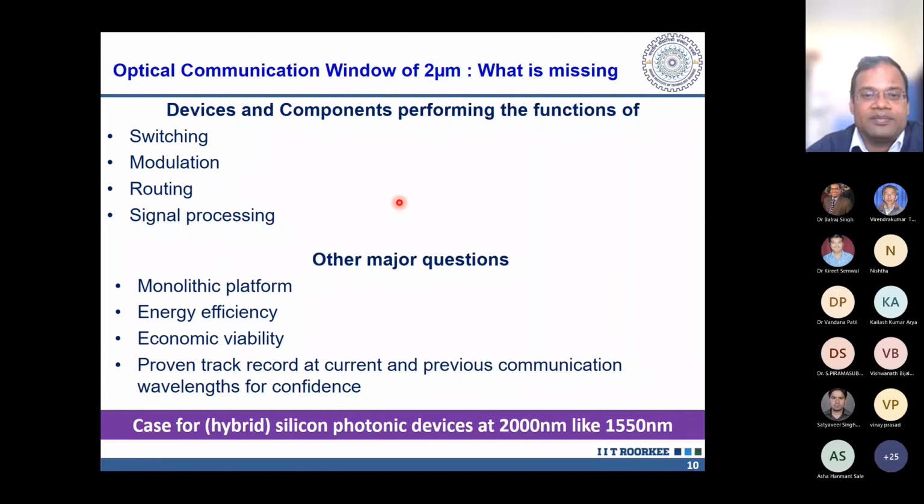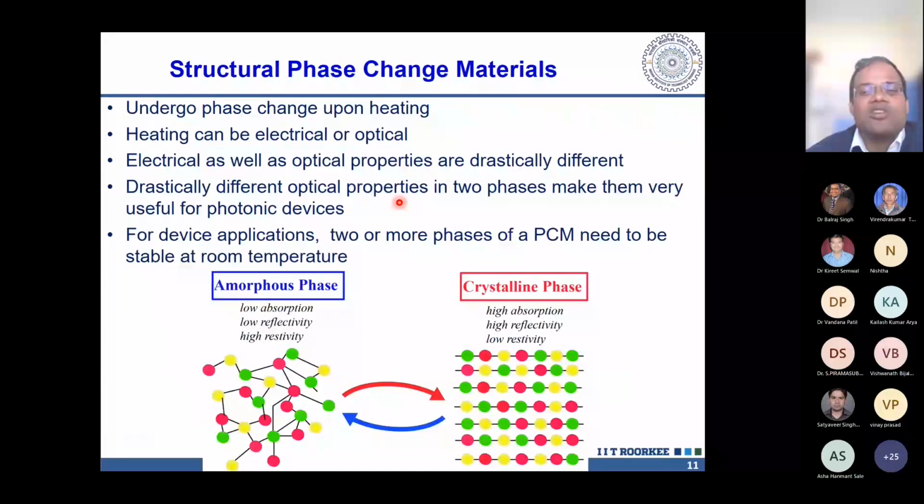So this is basic. When I say phase change material, it is basically a structural phase change material. You can change the phase from amorphous to crystalline and vice versa. You can do this by heating. Heating can be electrical or optical. You can send optical pulses and heat it, or you can apply a voltage where the current will flow, and because of Joule heating, the heating will be there.